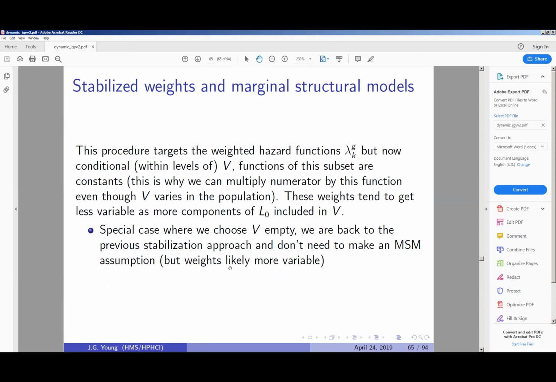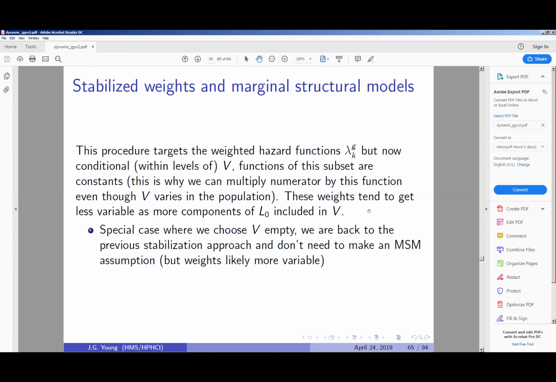This is just justifying theoretically why we can do this. Some people care about this, some people don't. But the point is that this procedure is now targeting these weighted estimations of these weighted hazard functions, but now conditional on, or within levels of, the selected subset V. So any function of this subset of V, which includes that numerator of the weight that we just described, the probability of being censored given V, are constants within levels of V. So this is why we're allowed to do that, and all the properties that we want of the estimator still remain, or hopefully remain, consistency and so on.